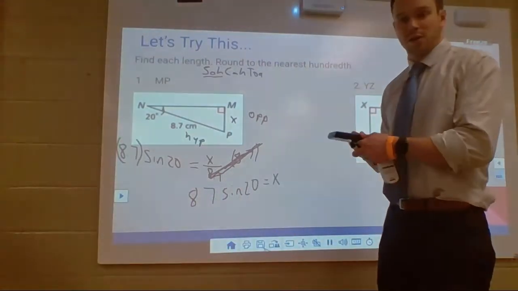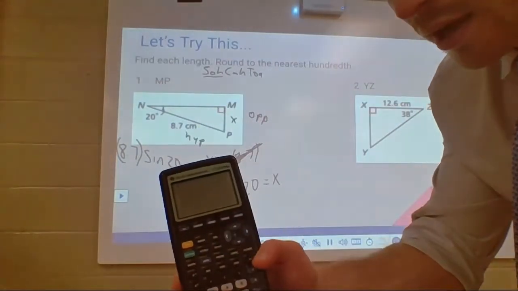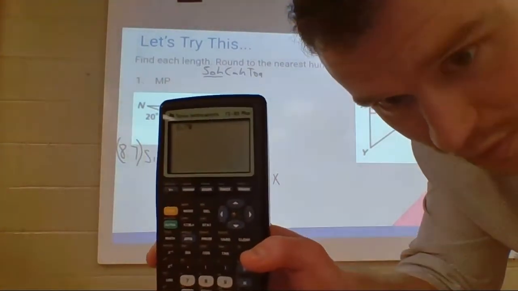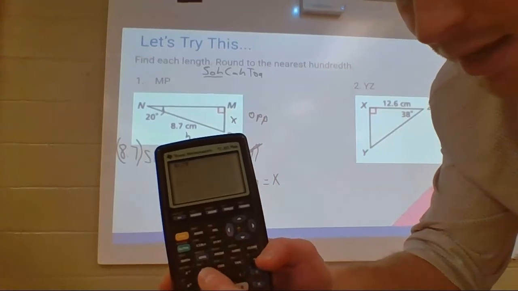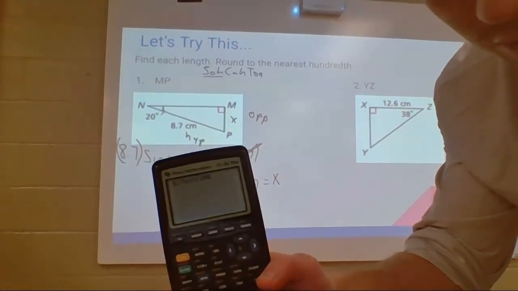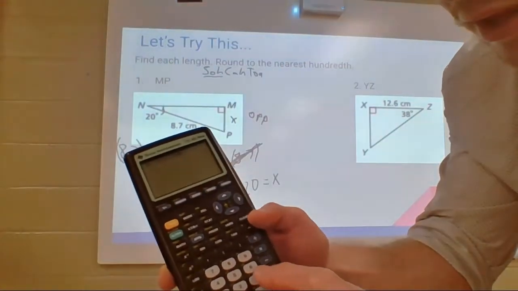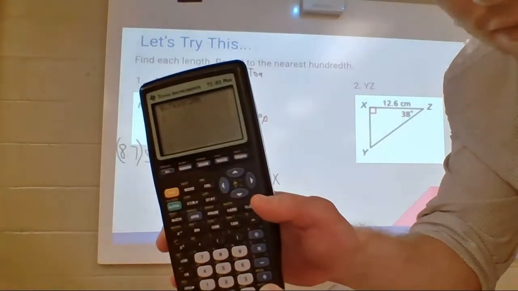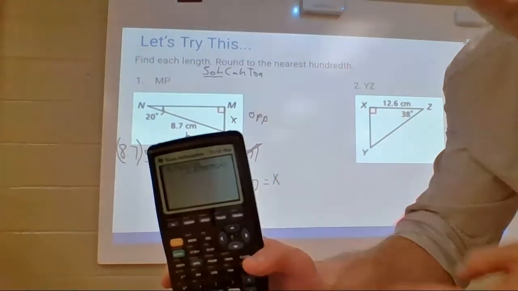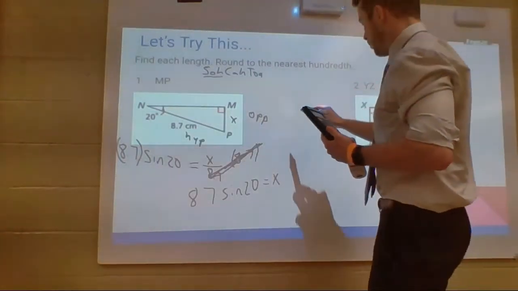So let's put that in our calculators. Follow along with me here. I'm going to say 8.7, and then sine 20. So I hit the sine button right there. All right, so 8.7 sine 20, and then I'm just going to hit enter. And that's going to give me a number. So that's going to give me 2.975.